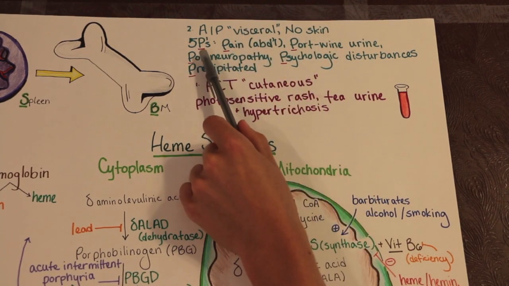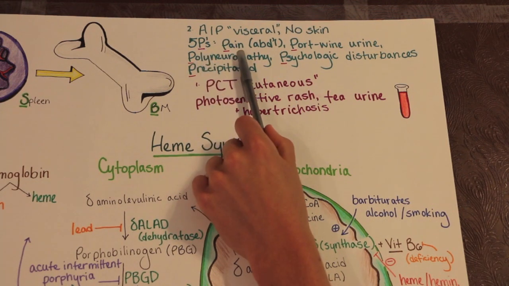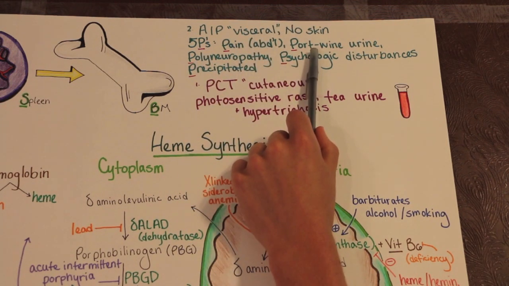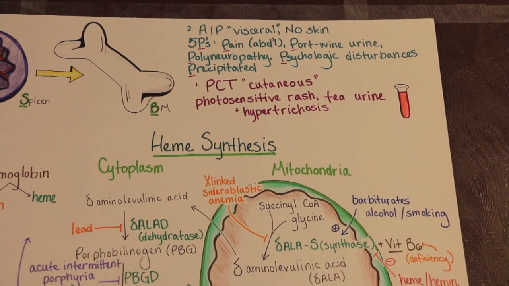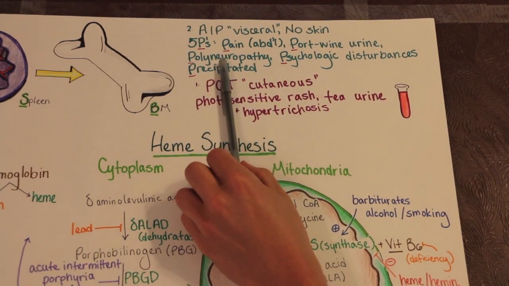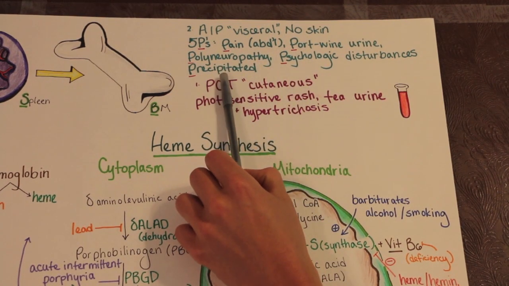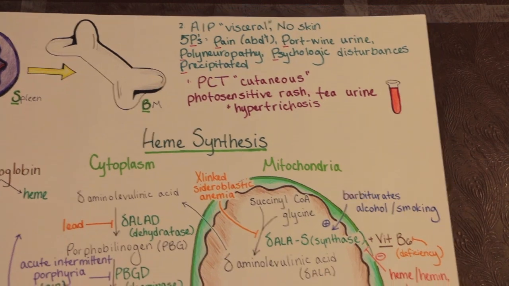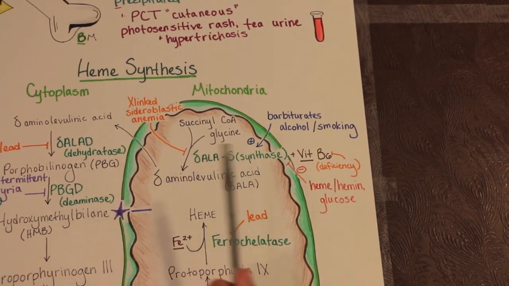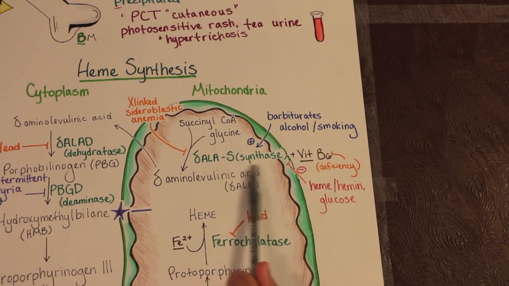Instead, acute intermittent porphyria will show the 5 classic Ps, which includes abdominal pain and port wine urine, as porphobilinogen and coporphobilinogen are spilled out into the urine. Patients will also have polyneuropathies, along with psychological disturbances like being aggressive or irritable, and it can also be precipitated by CYP450 inducing drugs, along with smoking and alcohol. The treatment is mostly abortive, and you can use glucose or hemin to inhibit aminolevulinic acid synthase, the first step.